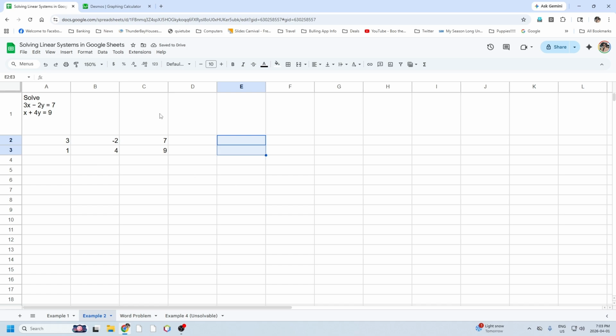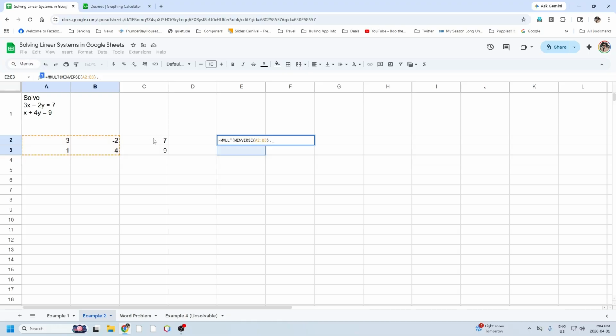And I'm just going to highlight these cells here. Type equals MMULT. It's a matrix multiplication. And then it's M inverse, this one right here. And then we've got our bracket. We're going to highlight this box of 4. Close the bracket.